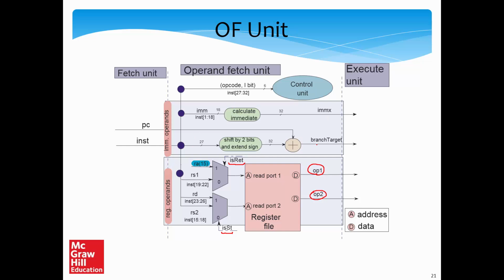Then we have a branch and immediate unit where we compute the branch target by adding the offset to the PC, and we compute the extended immediate, the 32-bit immediate, by expanding the 18 bits that were embedded in the instruction. Additionally, we need to compute all of these control signals, isStore and isRet and so on. So we send the opcode and the immediate bit, 6 bits, to the control unit whose job is to generate the signals. The assumption is that the control unit very quickly generates isRet and isStore such that they can be used in the same stage, and for other stages it can take a little bit more time.